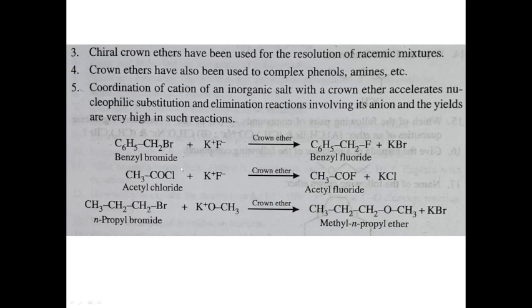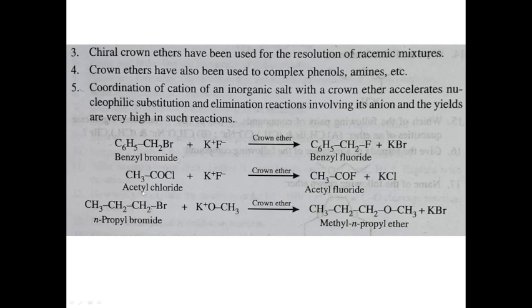For example, we take benzyl bromide, C6H5CH2Br, with K+ F-, and then we use crown ether. It will pick up the K+. Then fluoride is liberated. This is a stronger nucleophile when there is no K+, and it can easily attack the CH2 group. Then we get benzyl fluoride and KBr, which finally can be liberated from the crown ethers.